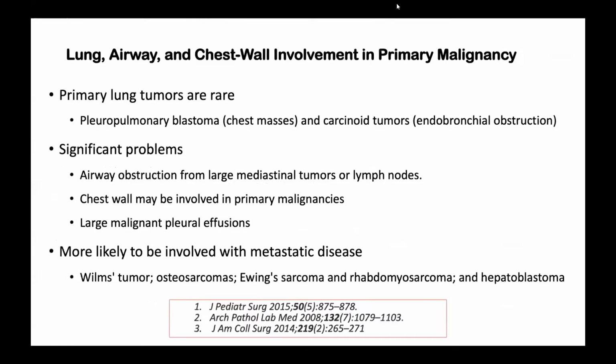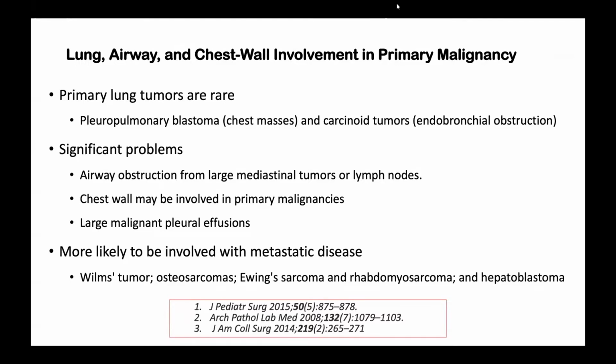Talk about differential diagnosis. If you talk about mostly non-infectious causes, then you can see that the lung itself, the airway, chest wall involvement in primary malignancy can occur. These include some of the rare tumors in pediatrics, such as pleuropulmonary blastoma, which can present as chest masses, and carcinoid tumors, which can present with endobronchial obstruction. All these tumors, which are mentioned here, and the specific areas that are involved, can cause significant problems such as air obstruction from large mediastinal tumors or lymph nodes. Chest wall may be involved in primary malignancies. And of course, you can have large malignant pleural effusions.